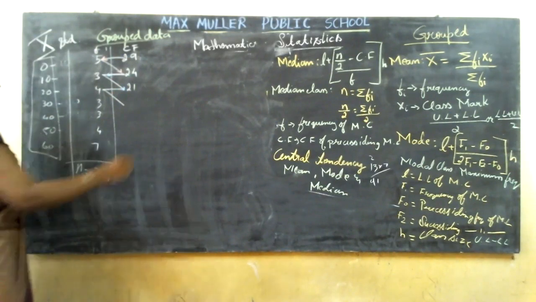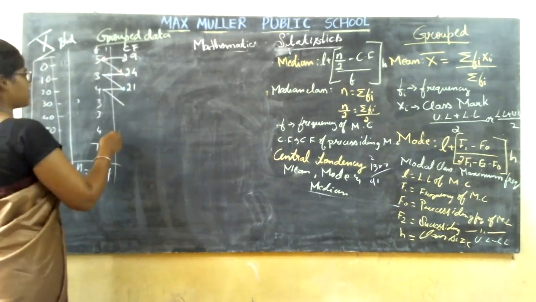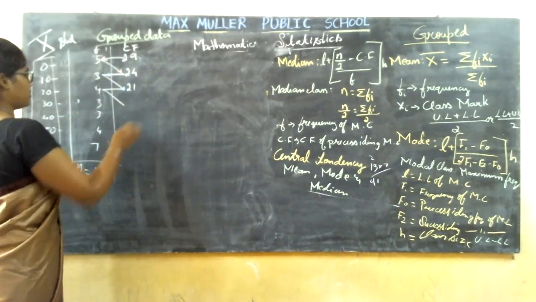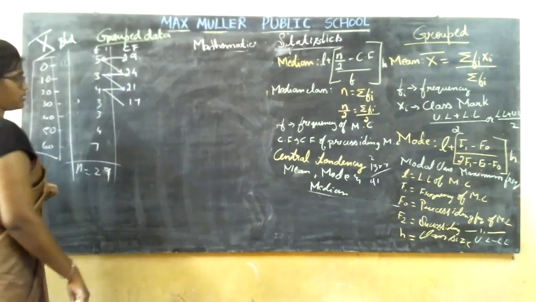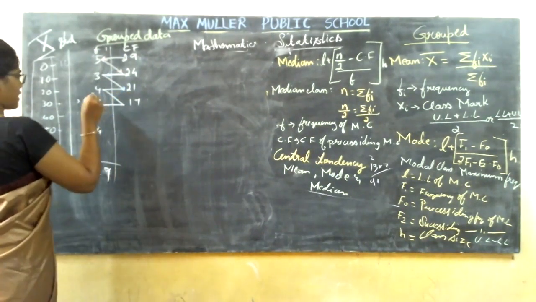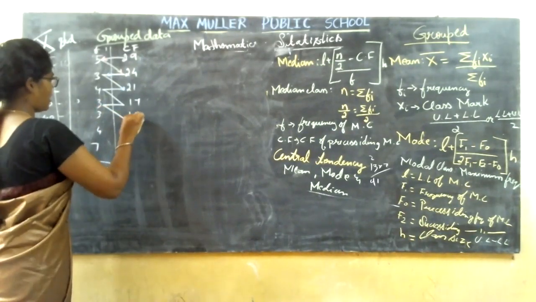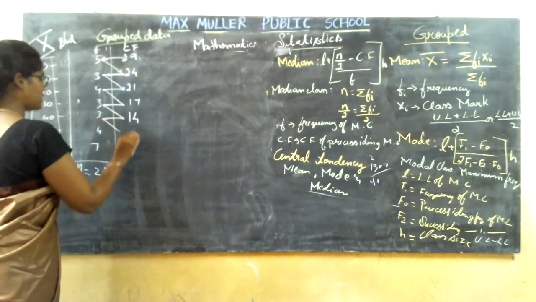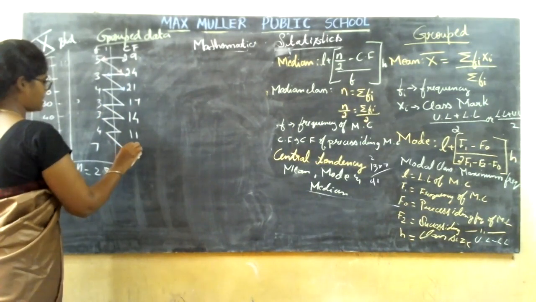If you subtract 4 from 21, it will be 17. Correct? Then from 17 you are going to subtract 3, and you get 14. From 14, if you subtract 3 again, it is 11. From 11, if you subtract 4, it is again 7.